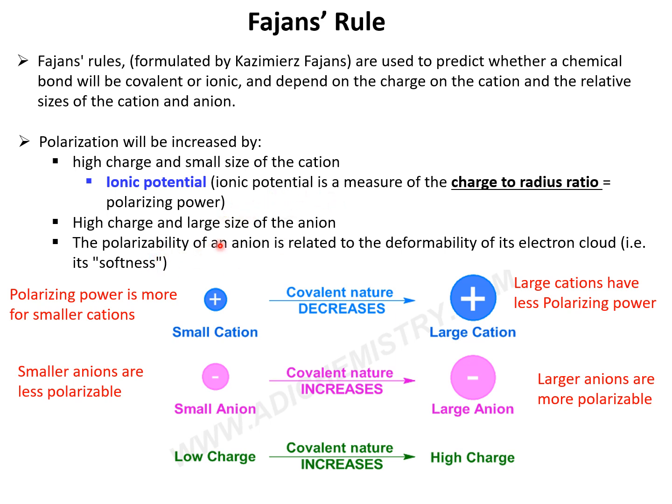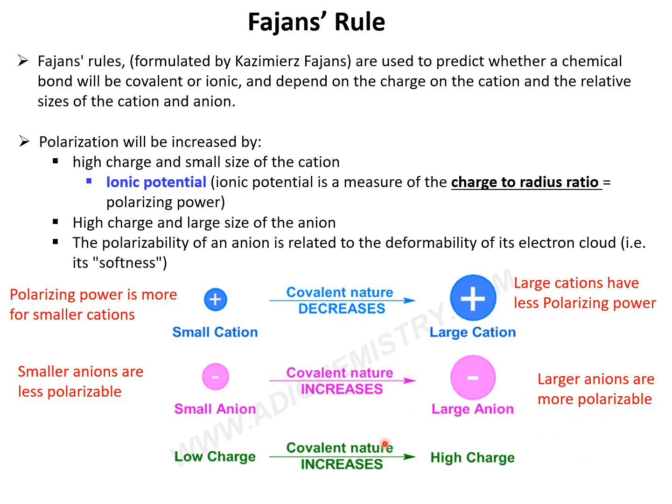High charge and large size of anion. If the anion is large, then more electrons will be there so that the cation can attract the electrons towards itself. The polarizability of an anion is related to the deformability of its electron cloud. So polarizing power is more for a smaller cation. Larger cations have less polarizing power. Smaller anions are less polarizable, whereas large anions are more polarizable.